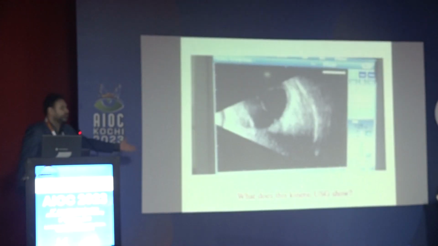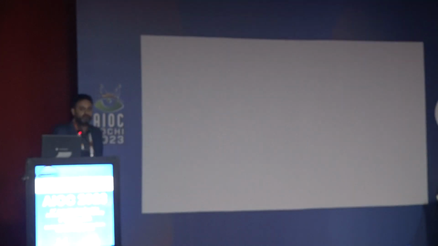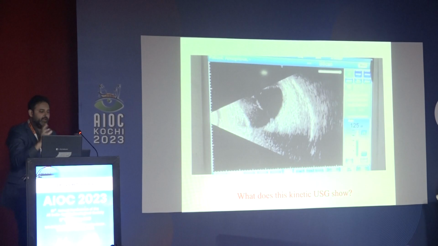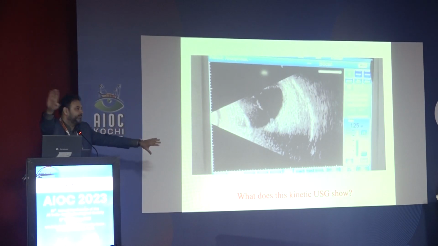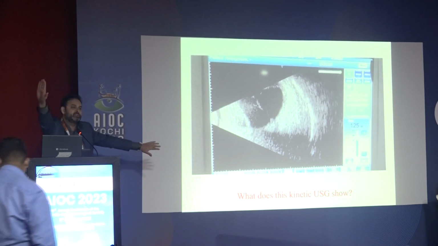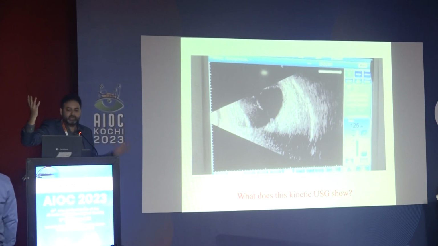So what do you think it is? I think you were able to see most of it, right? The patient was moving. There was a triangular structure attached to the disc, and there was an echo-free zone after that, and there were some membrane-like structures 360 degrees in the periphery. Any idea what it can be?